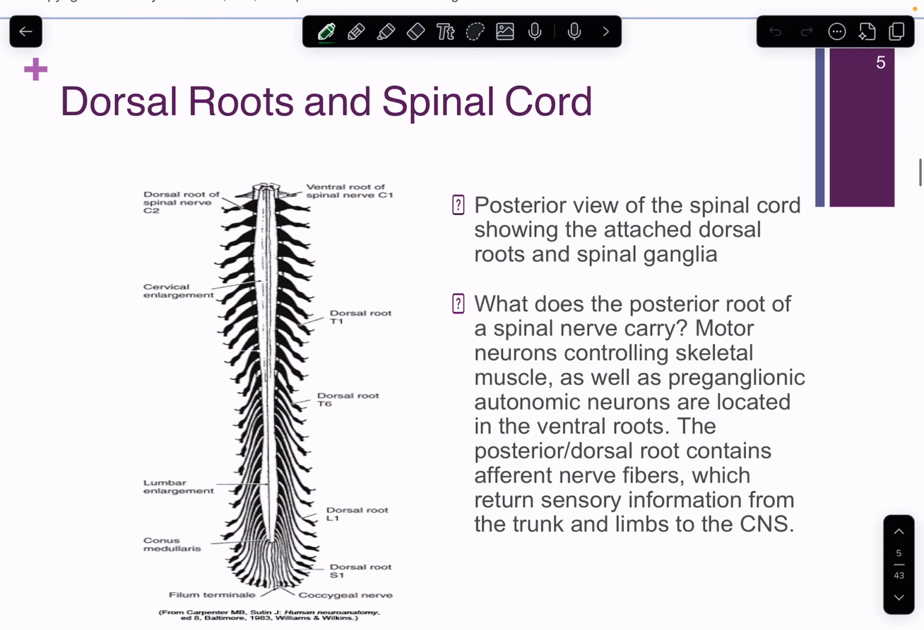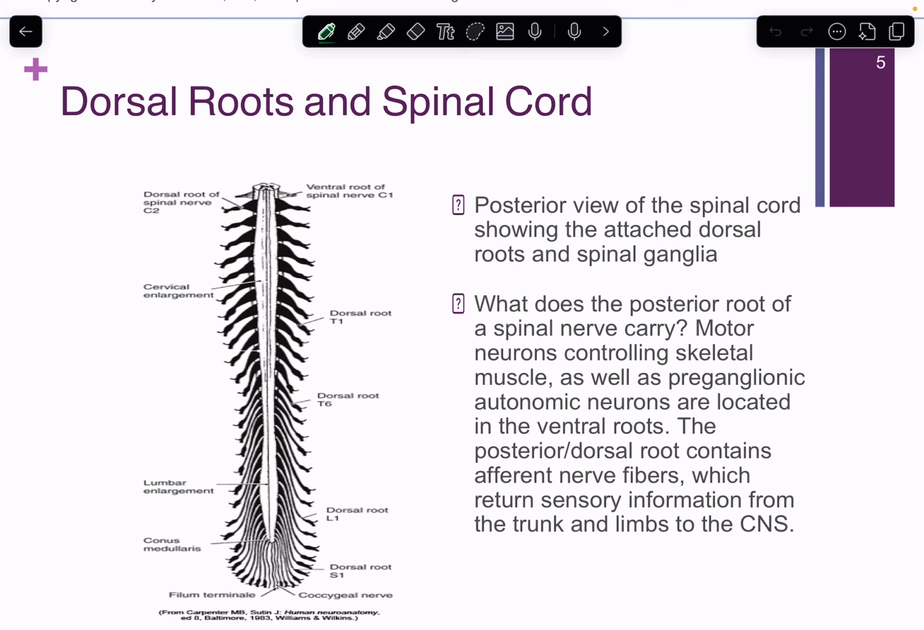So let's talk about the dorsal root and the spinal cord. The dorsal roots of the spinal cord are essential components of the peripheral nervous system. Remember the word peripheral nervous system because it's already outside of your spinal cord, and it's primarily responsible for carrying sensory information from the body to the central nervous system. So when it's a dorsal root, it is actually for sensation or sensory.